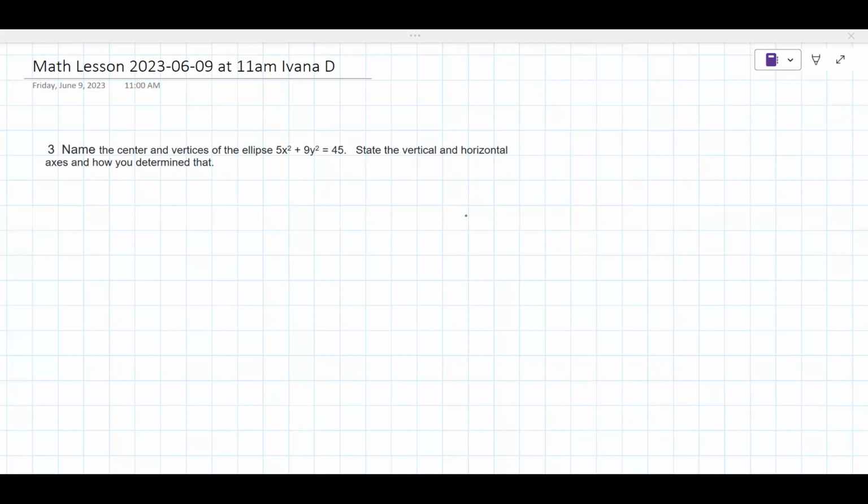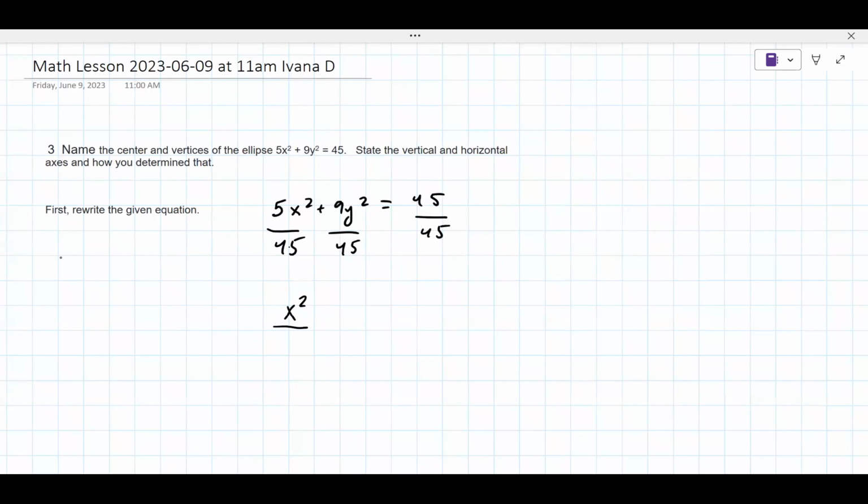So the first thing is to write this in standard form. I guess we could even start with that. First, rewrite the given equation. That's probably sufficient. We can still use numbers, by the way. To do that, you divide everything by 45. So this is x squared over 9 plus y squared over 5 equals 1.